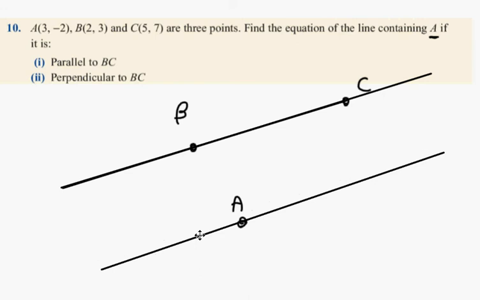For anybody that doesn't understand that, they want the line to go through A, and they want it to be parallel to BC. So, do I know the point A? I want this line here. This is the line I want. Do I know the point A? What is it?